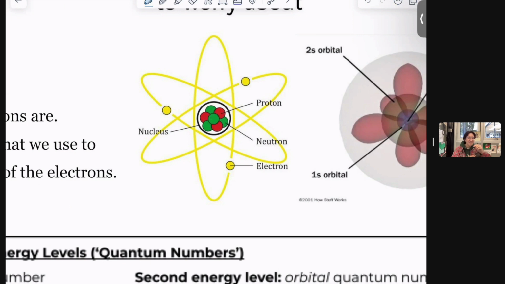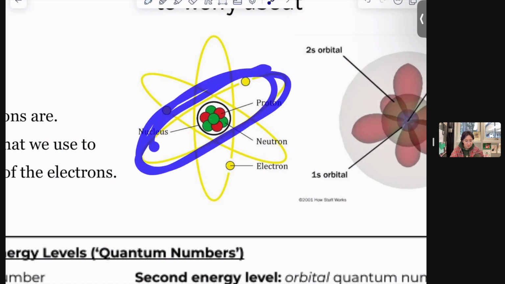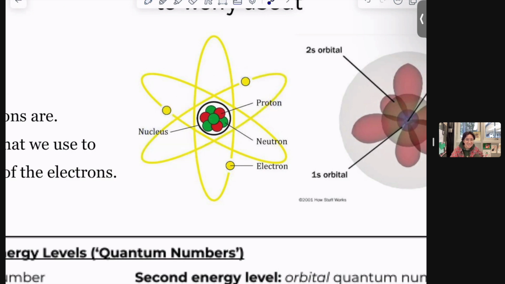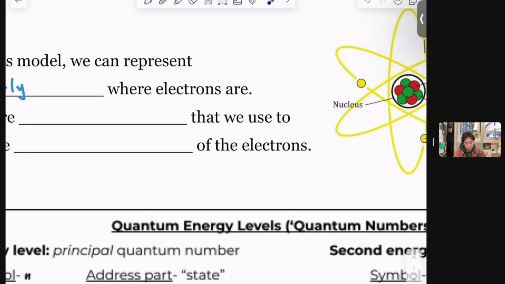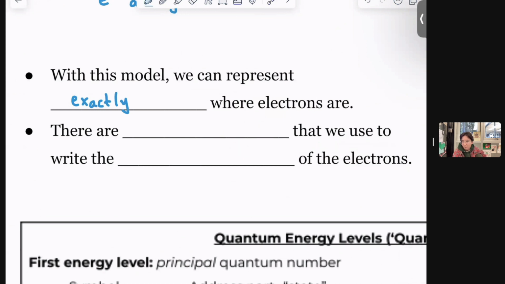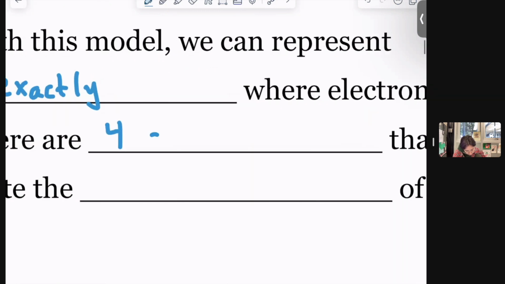In reality, they're not on this loop that you see here. They're not just circling like this. They're actually existing in 3D space. So this model allows us to specify that. There are 4 different quantum numbers that are used in this.